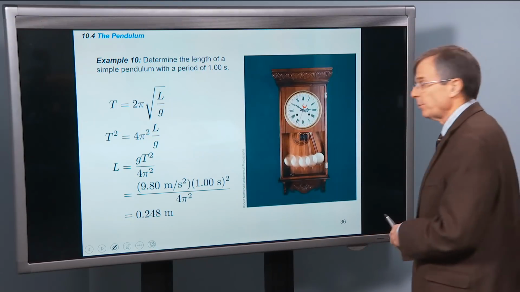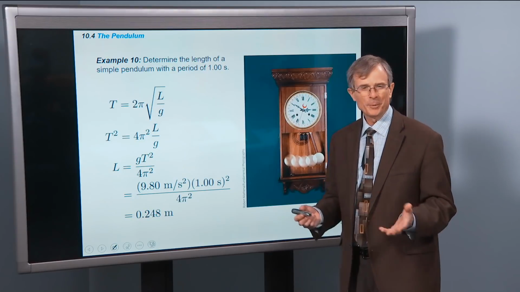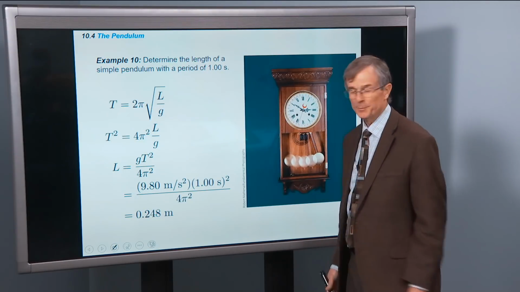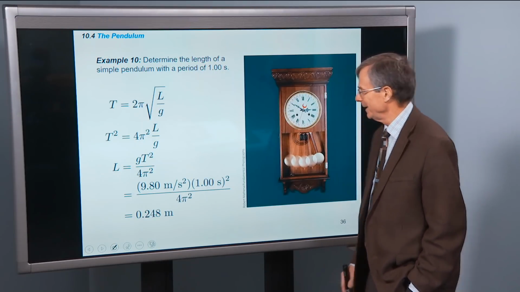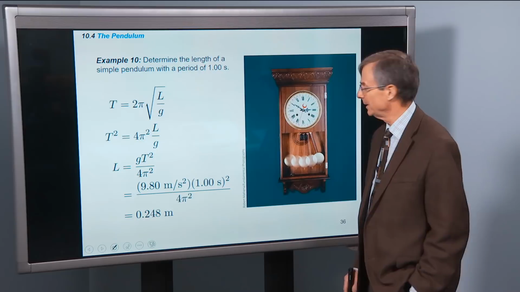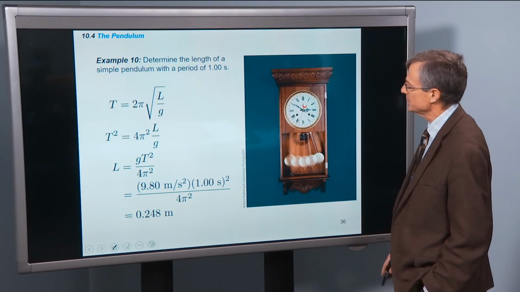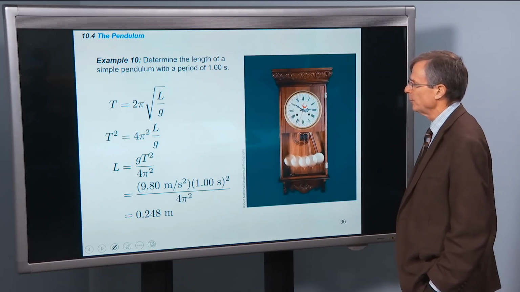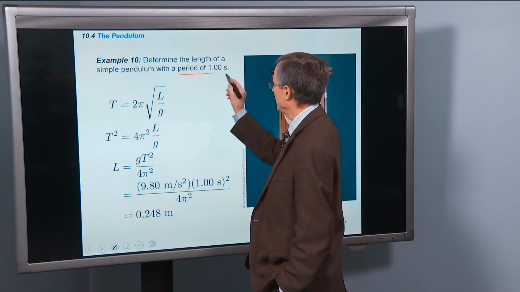Determine the length of a simple pendulum of period 1 second. This is so powerful because you can use it to figure out the period of a grandfather clock or anything like that. I just think it's a great result. We know that T is 2π square root of L over g. We're trying to find the length of a pendulum that has a period of 1 second.